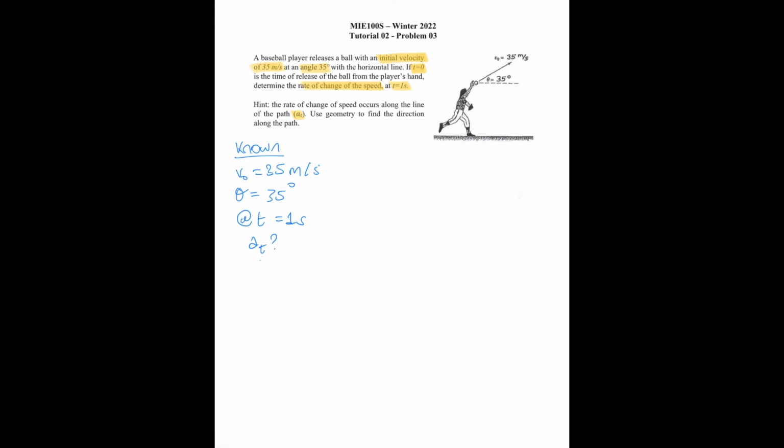So first of all, let's analyze this on the horizontal plane. We know that the equation for distance is s equals s0 plus v0 t plus half a t squared. In the horizontal plane, s0 is 0, and there is no acceleration.